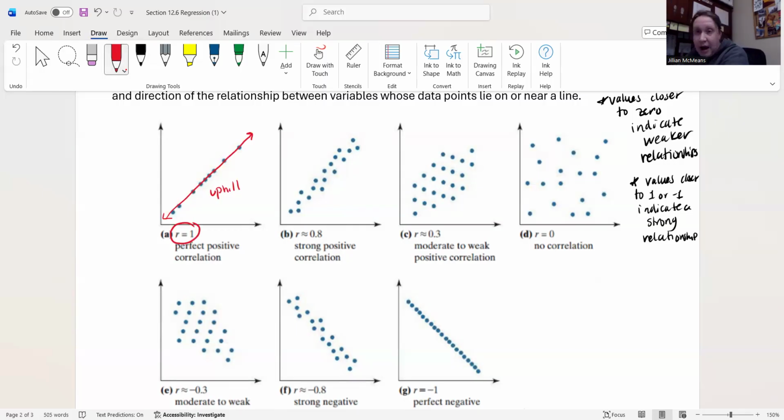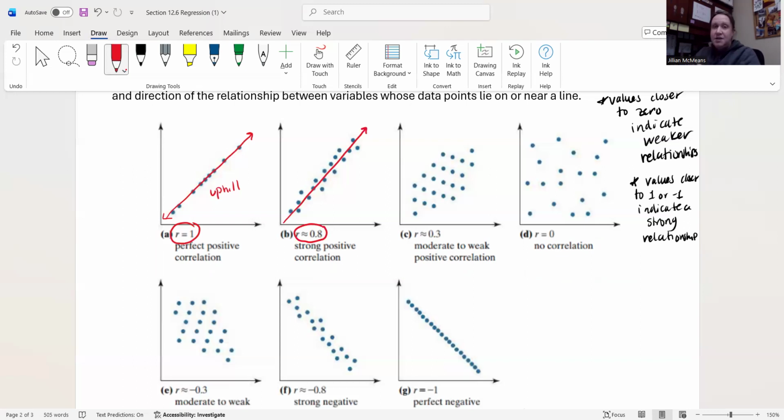For this next graph, graph B, the points are clearly not exactly on a line, but they're pretty closely hovering around a line. We could very easily envision a line going through this data set. While the points are not exactly on a line, they're clustered closely around that line, and we have a positive r because the line is going uphill. r would be approximately 0.8 here, indicating a strong positive correlation.